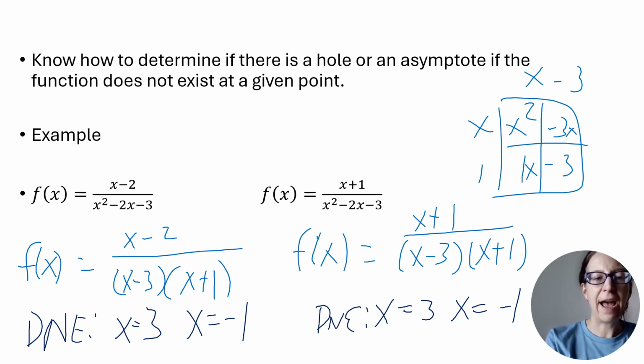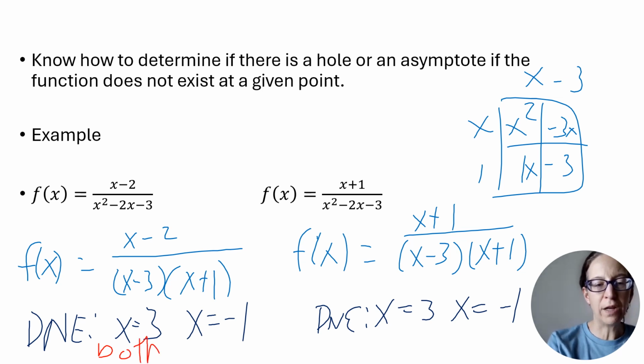Okay, now how do you know if it's an asymptote or a hole? If none of your factors match up, so you don't have the same factor in the numerator and denominator. Because this does not have an x minus 3 in the numerator, and it does not have an x plus 1 in the numerator, these are both asymptotes.